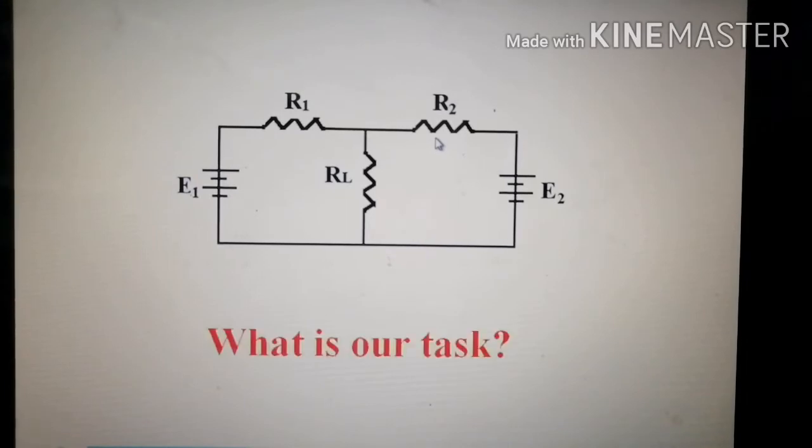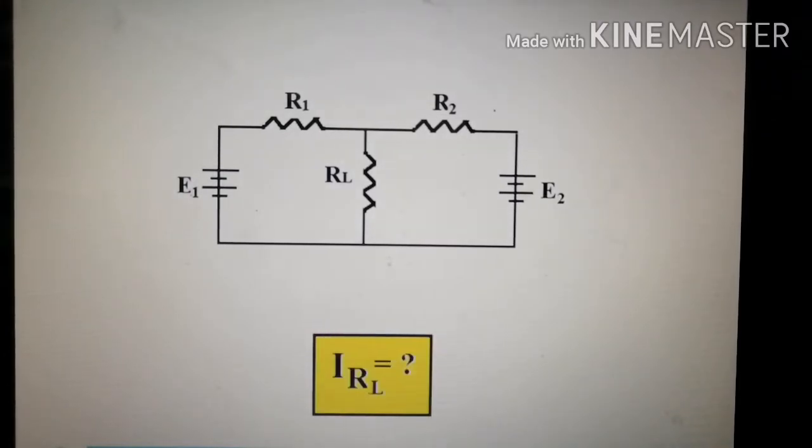See, what is our task? Our task is to calculate the current in a specified branch. Here, this branch is RL. RL is the load resistance in which we are going to calculate the current. It's our task.